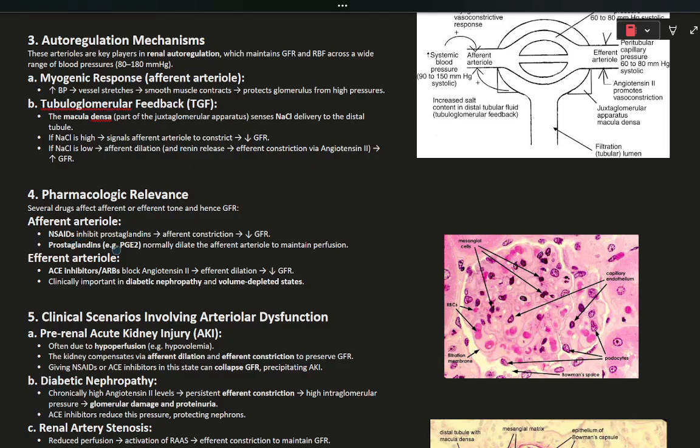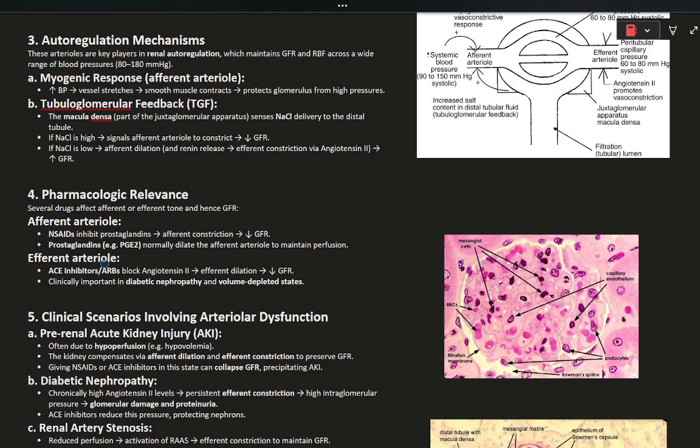And, oh yeah, I just said this earlier, but we can say it again. Prostaglandins, specifically PGE2, will normally dilate the afferent arteriole to maintain perfusion. So remember this molecule, PGE2.